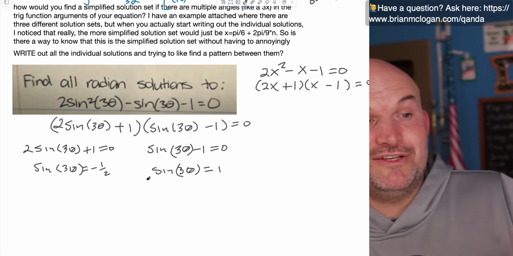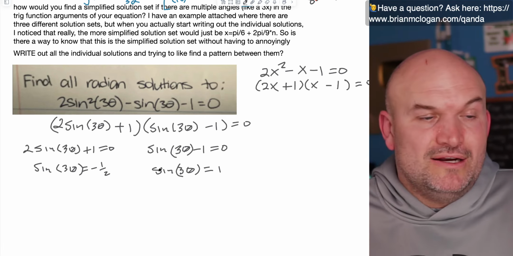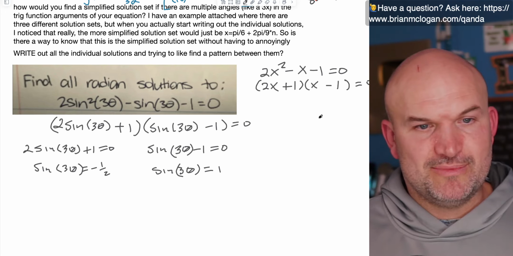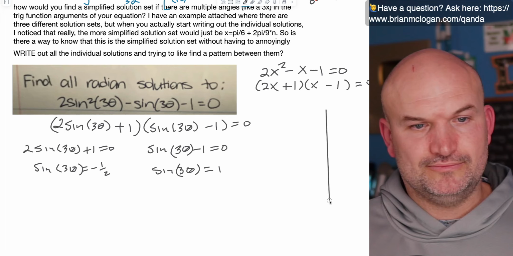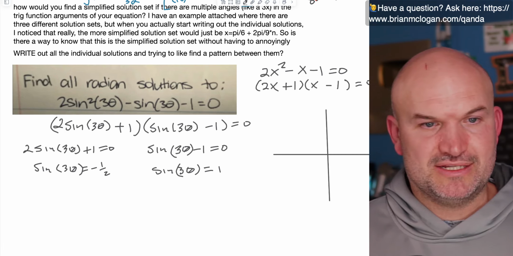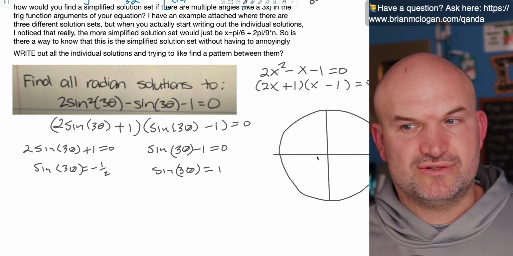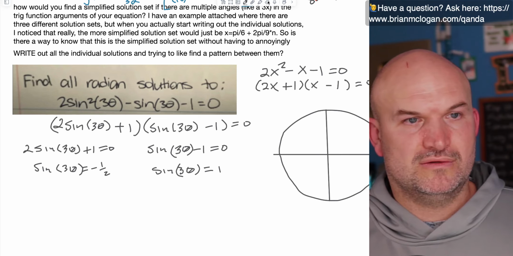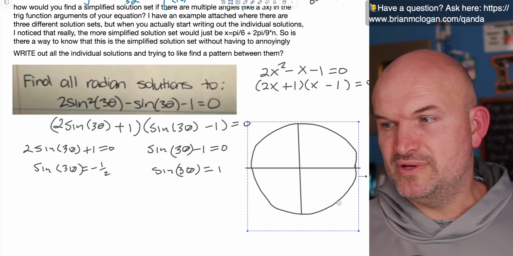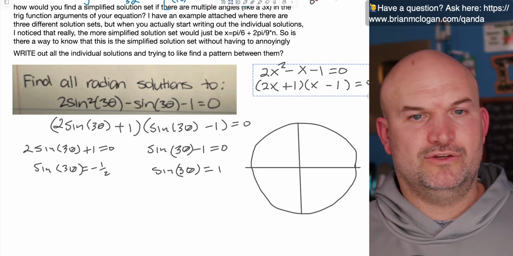Okay, now to get to the theta though, I need to undo the sine. And to undo the sine, I got to find the values of sine that coincide with the -1/2 and the +1. So I'm going to go to my handy dandy unit circle. And yes, I have my unit circle memorized decently. So I'm going to spit out these values rather quickly, not spend too much time. Expect that if you're doing these types of problems that you have a general idea of the unit circle.